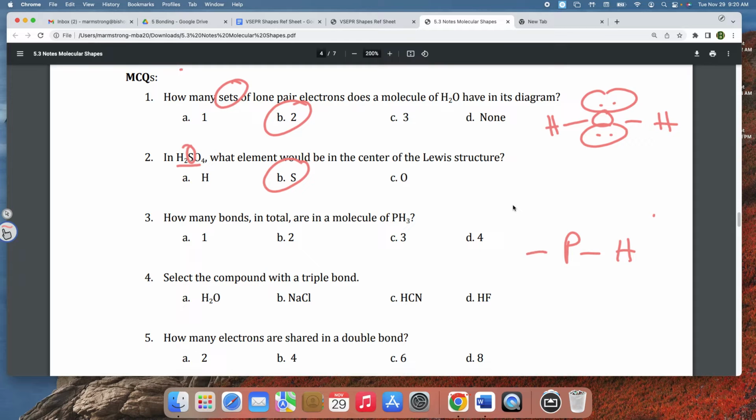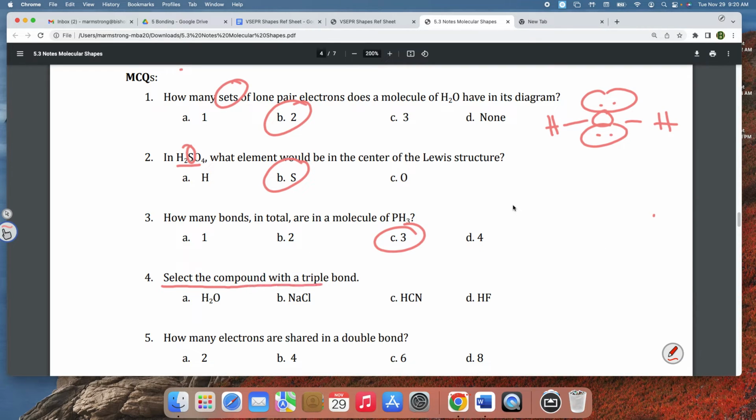Question number 3, how many bonds in total are in a molecule of PH3? P, H, H, H. Remember, H is only single bond, and so there might be a lone pair of electrons on the P, there might be more than that, but there are only 3 true bonds where the electrons are shared.